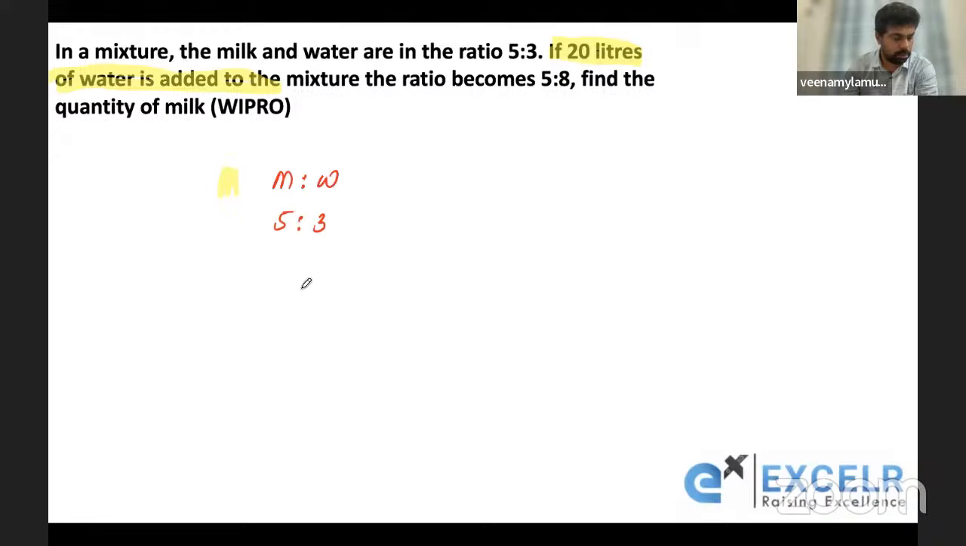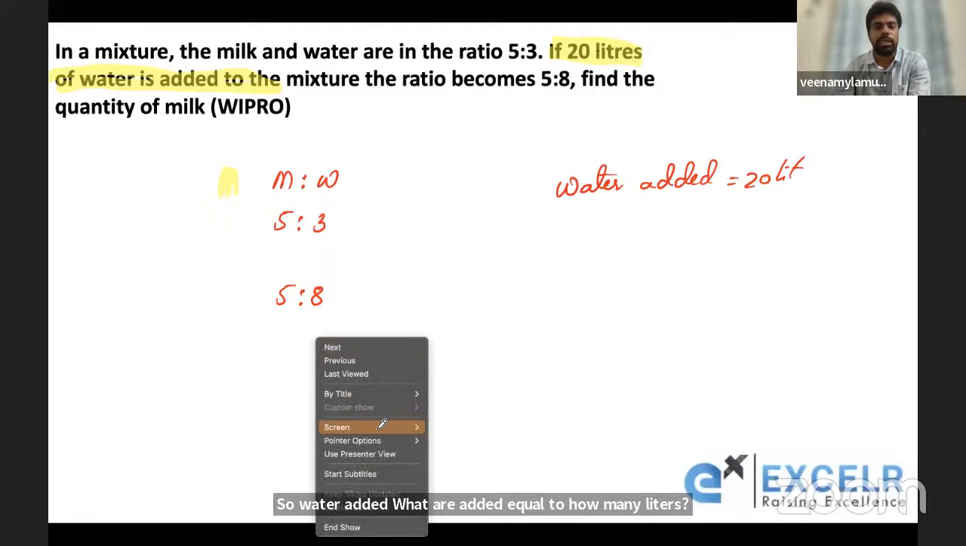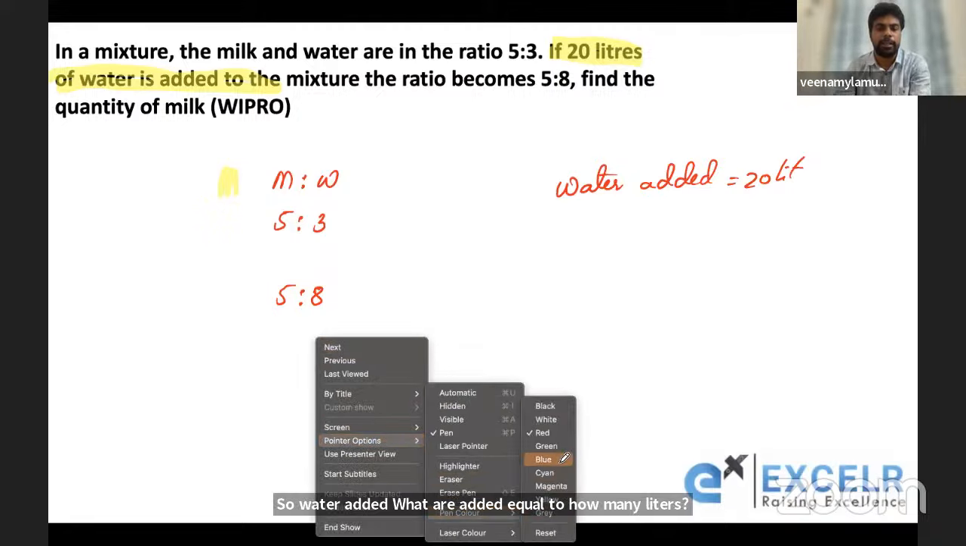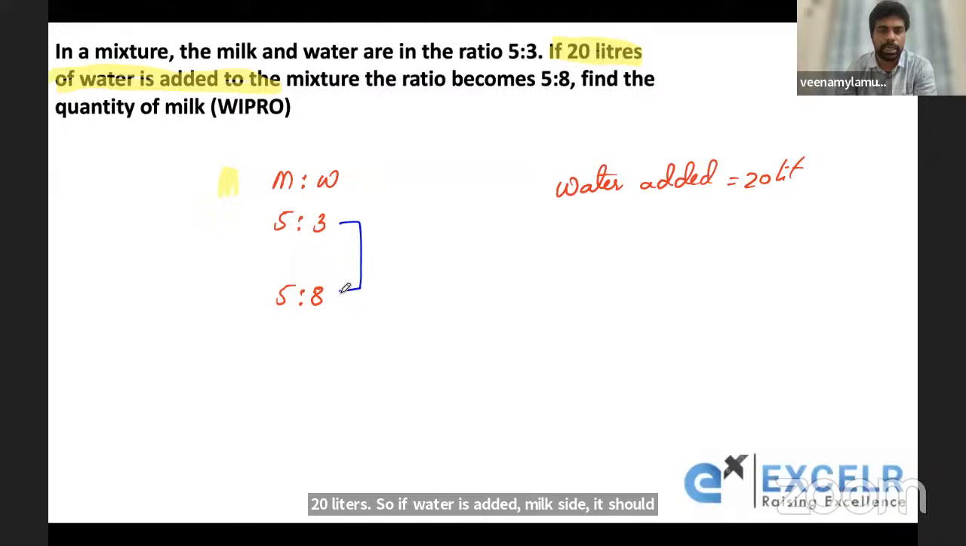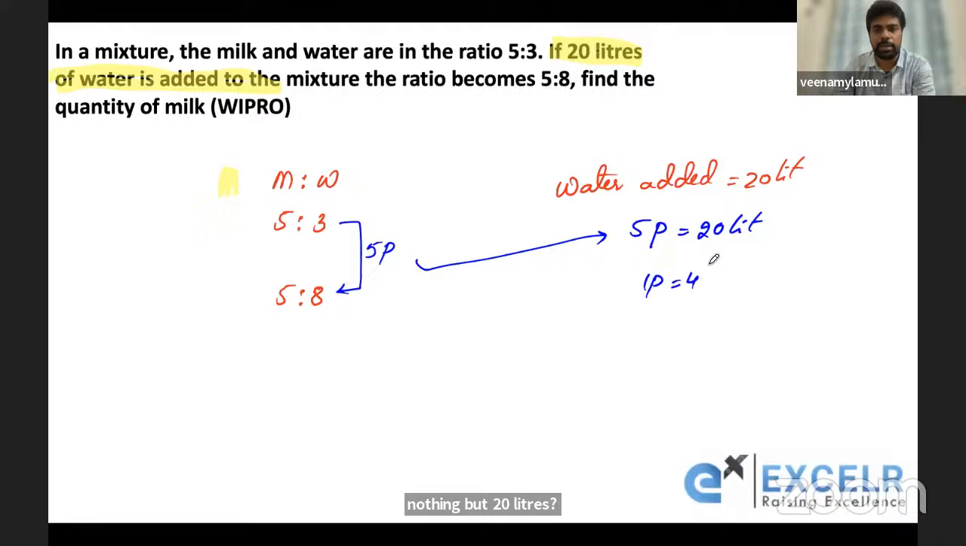Very good. So milk to water, the ratio becomes 5:8 if 20 liters of water is added. So water added equals how many liters? 20 liters. If water is added, the milk side should be constant. Water side, how many parts increased? 5 parts. So can I tell that 5 parts is nothing but 20 liters? So 1 part is how many liters? 4 liters. Find the quantity of milk.